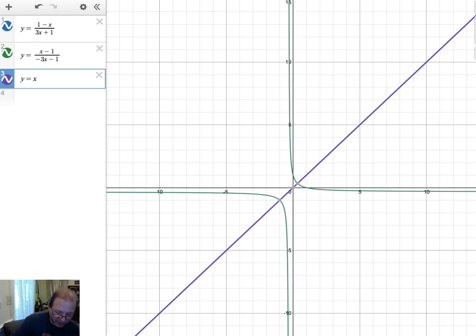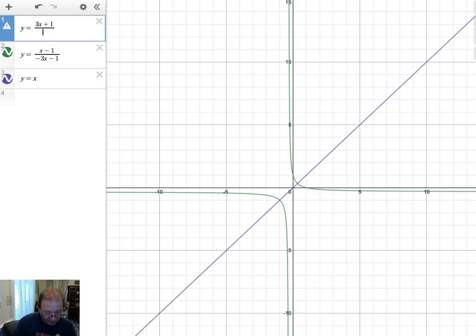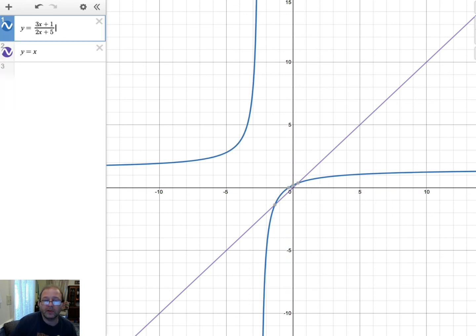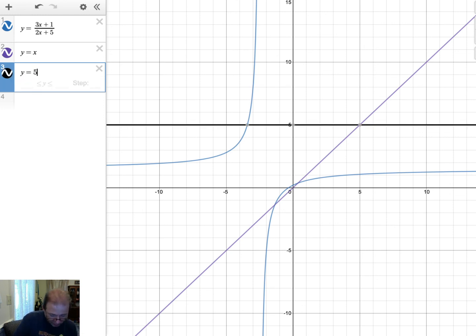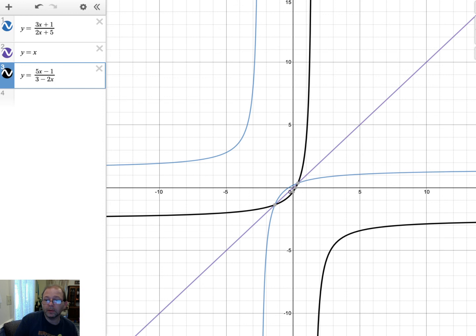Let's maybe look at the other example. The other example was y equals (3x plus 1) over (2x plus 5). Let's get rid of this. Oh yeah, this is going to be more interesting. When I graph its inverse, it's going to reflect across there. Its inverse, we had two versions of it. One of them was y equals (5x minus 1) over (3 minus 2x). So we get that.